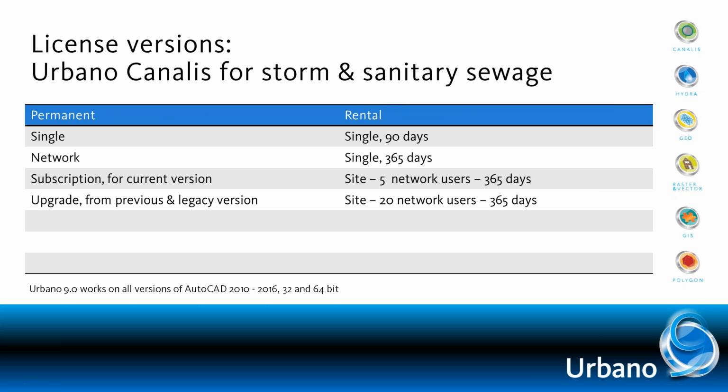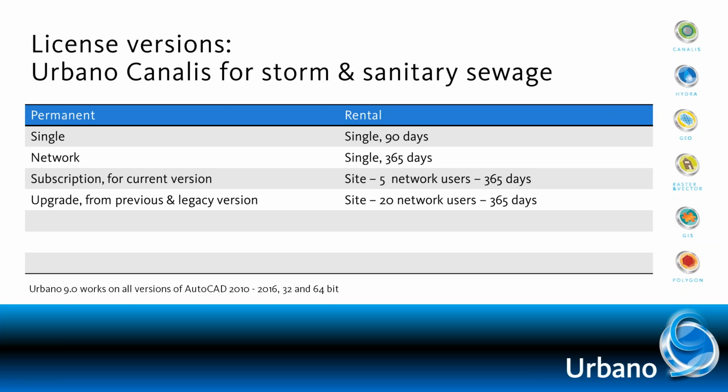And last but not least, and then I will finish, just a little talk about licensing. Now everybody is talking about licensing because of Autodesk. So just as a reminder, we still have and we are going to keep both permanent and rental licenses. So for permanent, there are single and network licenses, very, very similar to Autodesk. There is a subscription system and there is an upgrade system. We are not removing those. They are going to stay.